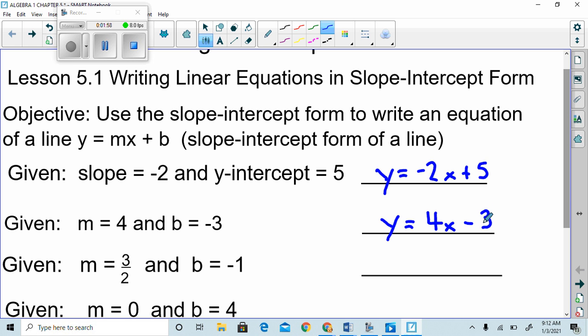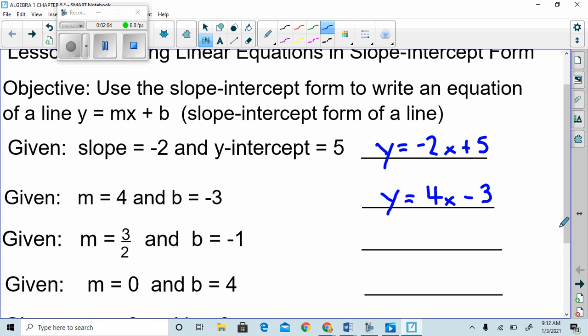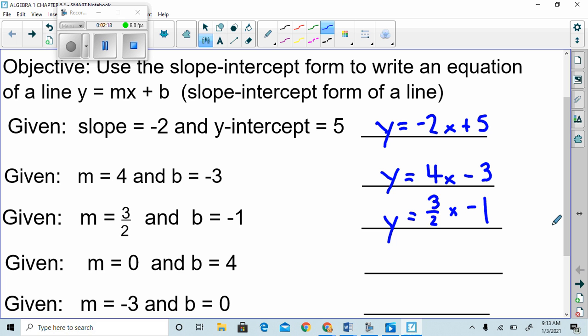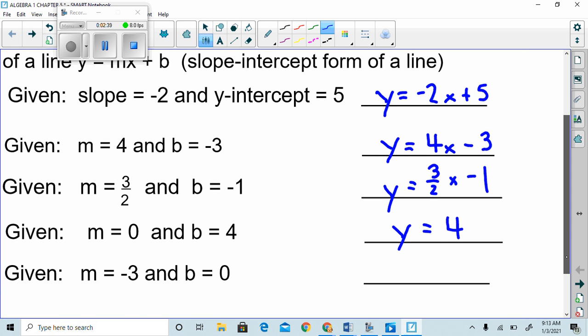Thinking back to the last chapter, you would graph your y-intercept and use your slope to find additional points. Here we have the slope and the y-intercept again. Y is equal to 3 over 2 times x minus 1. The slope in the next problem is 0. Now I don't have to write 0 times x because 0 times x is just 0. So this becomes a constant. Y is equal to 4. And we saw that when we graph and we have y is always equal to 4, we will have a 0 slope and it'll be a horizontal line.